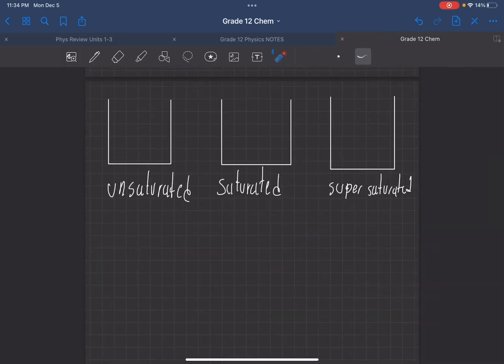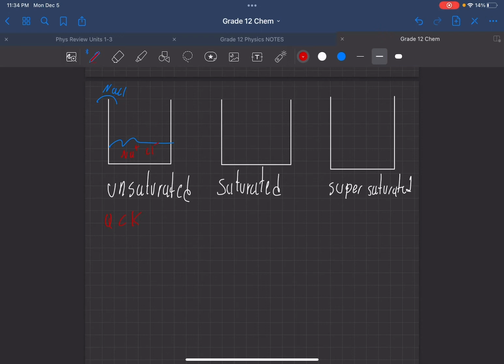Okay, so here I have 3 beakers. One's going to be unsaturated, one's going to be saturated, and the last one's going to be supersaturated. So what does saturated mean? Well, say I put some NaCl into an unsaturated solution, right? That means that I can place more NaCl and no precipitate will form. So we'll get some Na plus ions and our Cl minus ions. That means that our Q is less than K.